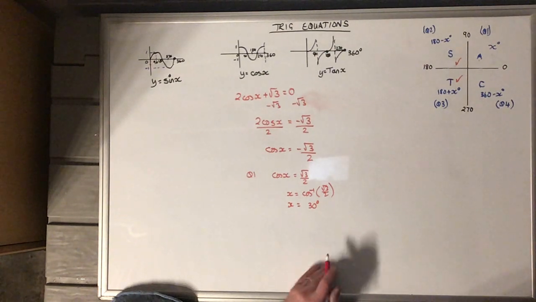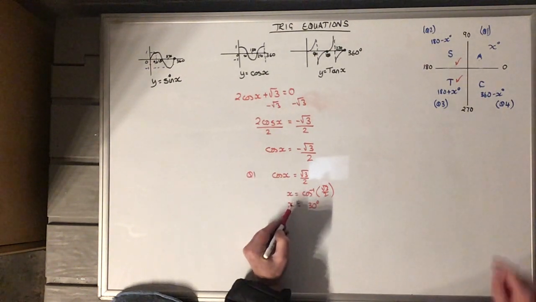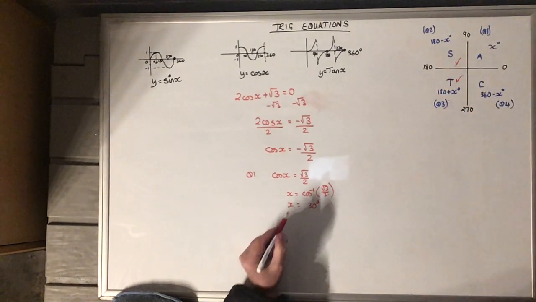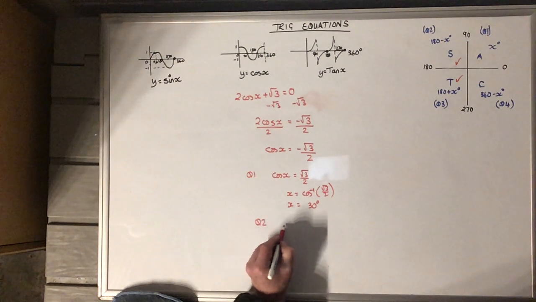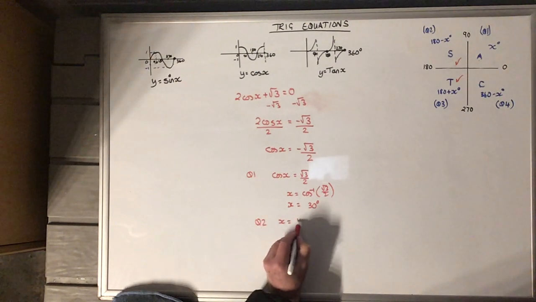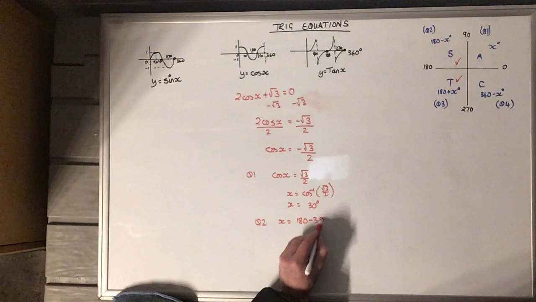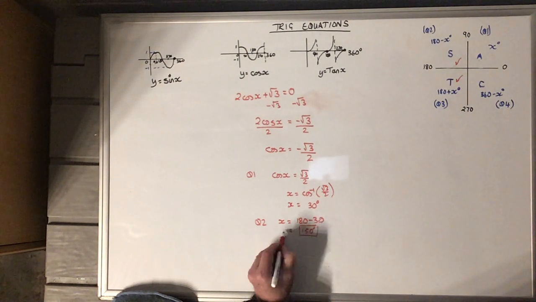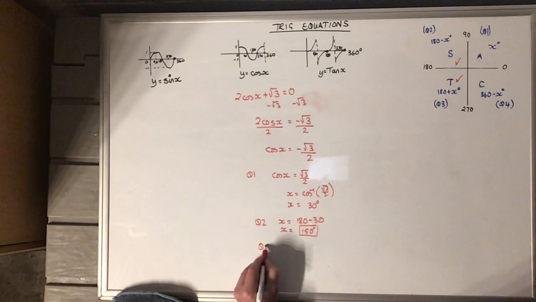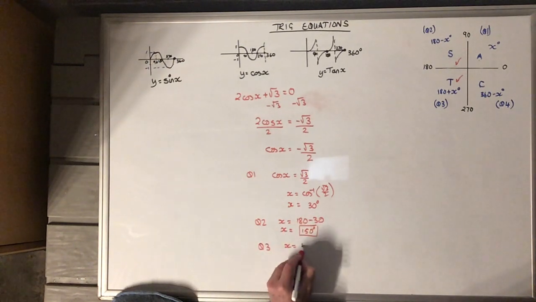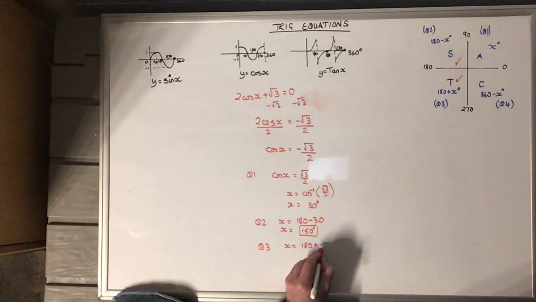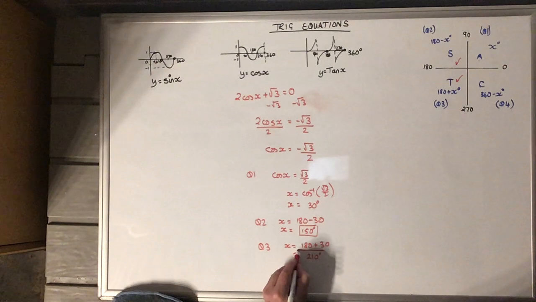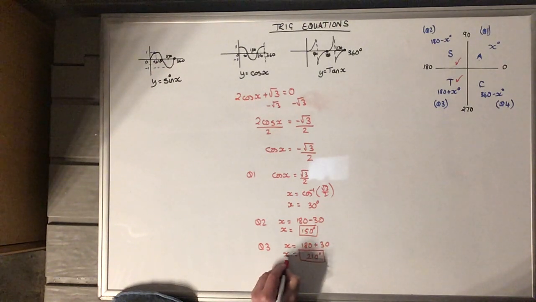And that's the value in Q1, but that's not what we want. So we've got this one, we need it in here and in here. So we're really looking for Q2. So x is actually equal to 180 minus 30, which is 150. So that's one of our answers. And then our other answer in Q3, well, that's going to be 180 plus 30 degrees, which is 210. And that's our second answer there.